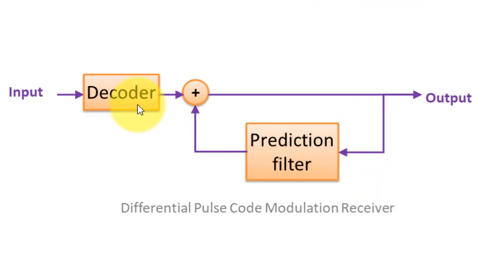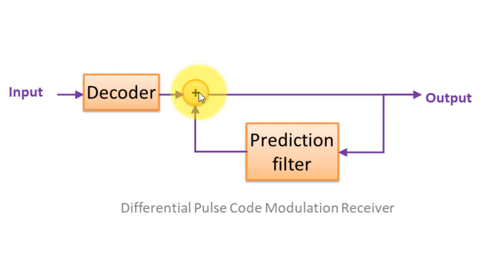So the DPCM receiver basically consists of a decoder and the same predictor filter that we have used at the transmitting side. Initially we have an input signal, which is nothing but the bit stream of the error signal. Then our decoder will decode those bit sequences and generate a quantized version of the signal, and it will get added up in a summer.